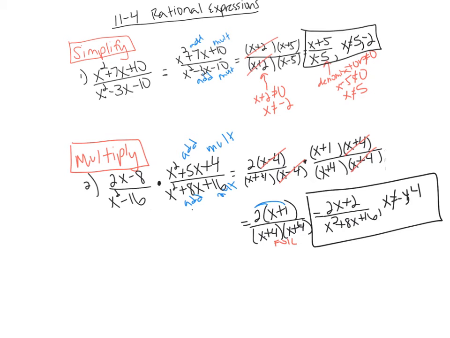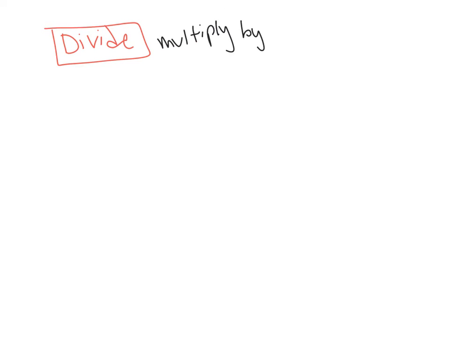Okay, let's take it up another notch. So we've done basic simplifying, we've done multiplying. It is time to divide. So how do we divide? Well, how do we divide any fraction? We have to multiply by the reciprocal.